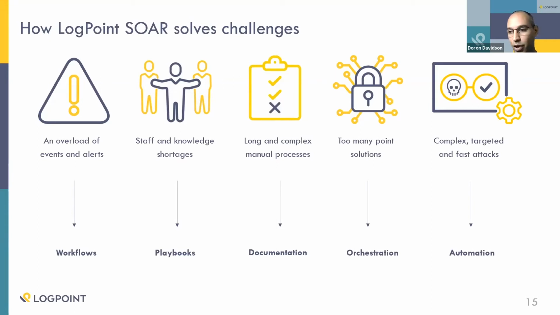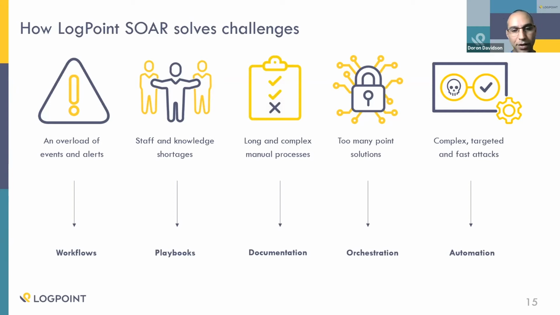So if one customer of yours is running Checkpoint as a firewall, and another customer is actually running FortiGate, it's the action that will change, not the fact that as part of the playbook, I want to block or add an IP to the firewall itself. That will stay the same. So on one hand, there are the playbooks that come out of the box with the LogPoint SOAR solution. On the other hand, there are the partners themselves.